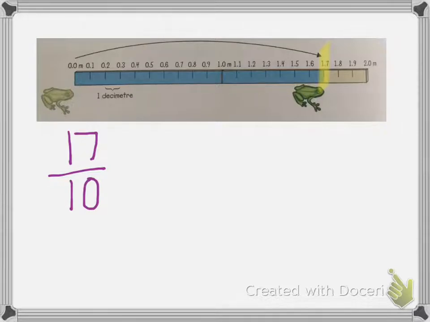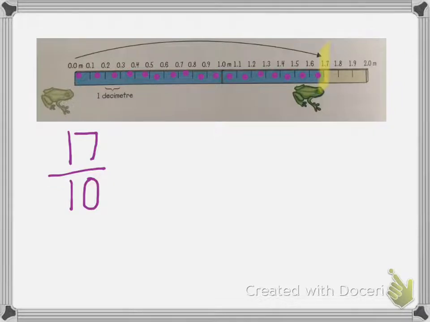Well, we can count up the parts on the measuring tape. 1, 2, 3, 4, 5, 6, 7, 8, 9, 10, 11, 12, 13, 14, 15, 16, 17. So we have 17 tenths.